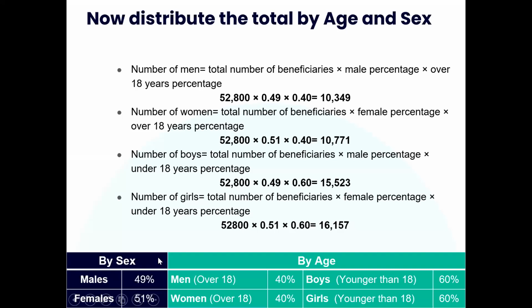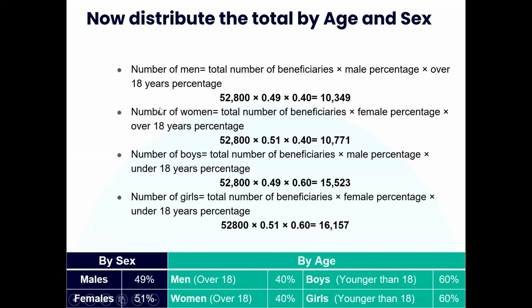Then we will have the formula. We mentioned that males are 49% in Yemen. So we will have the total times this percent, which is 0.49 of the total. Then, because we are talking about men over 18 years old, we will have this percent. So this equation will be times 0.40. We will end up having 10,349 men. This is the number of men.